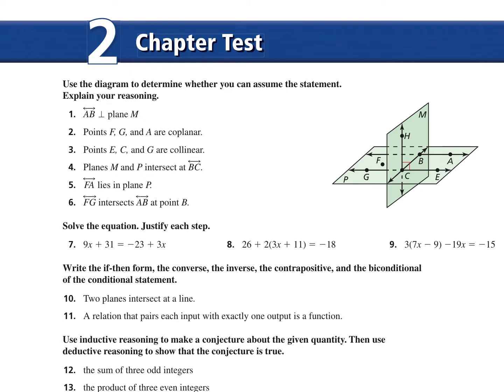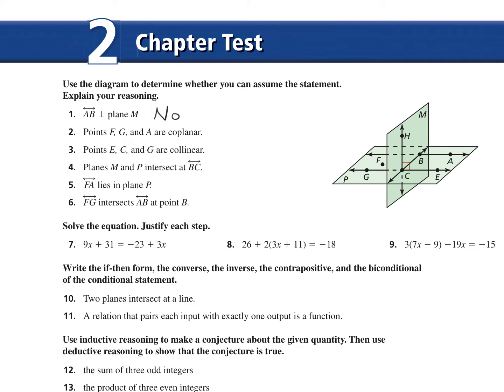So for the first one, it's saying that AB, and that upside down T is the perpendicular sign, AB is perpendicular to M. Well, if I come over here and find where AB is, notice there is no right angle marking here, so this answer would be no. There is no right angle, so I cannot tell that AB is perpendicular to M.